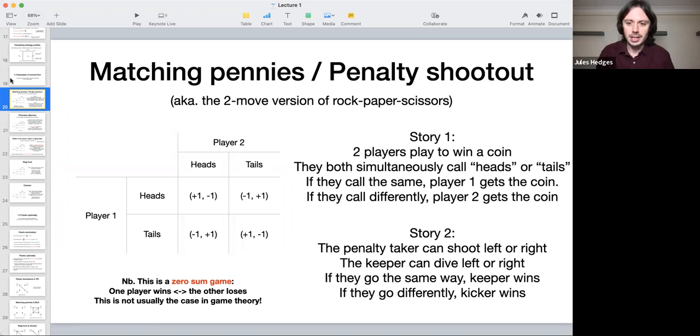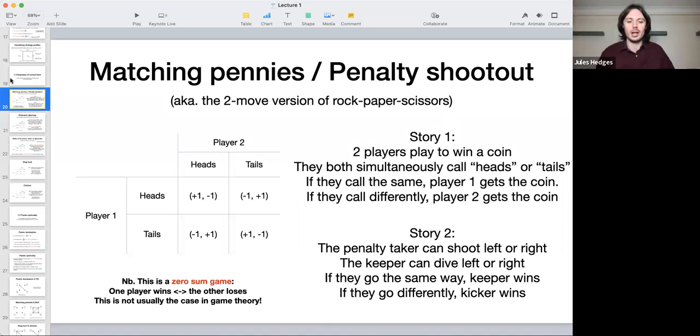So this is the two-move version of rock paper scissors. Instead of having three choices, you have two choices, which means you don't have to worry about ties. Matching pennies is a game where two players simultaneously call out either heads or tails, and if they call out the same thing, then player one wins and gets the coin, and if they call different things, then player two wins and gets the coin.